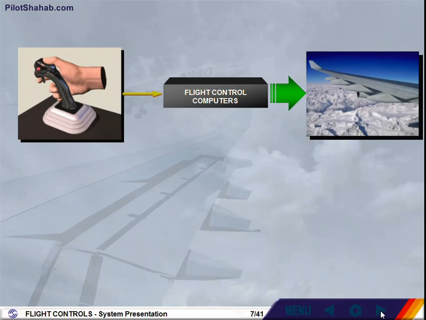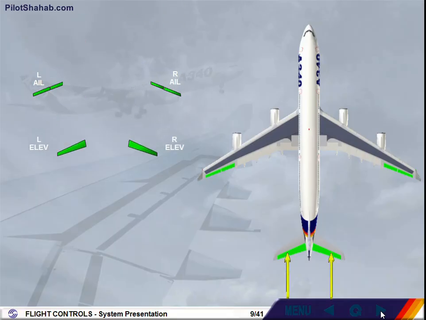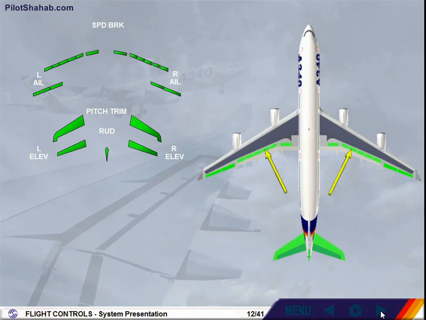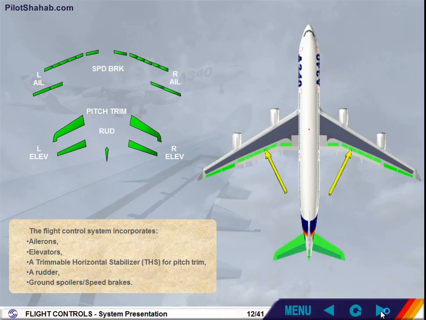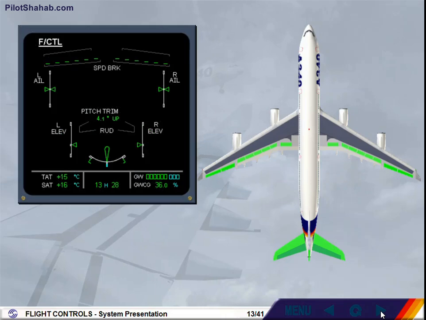Let's now look at the flight control surfaces themselves. The flight control system incorporates ailerons, elevators, a trimmable horizontal stabilizer, THS for pitch, a rudder, ground spoilers, speed brakes. Now let's introduce the ECAM flight control page. You can see that all the flight control surfaces we have talked about are displayed. We will now see them in more detail.